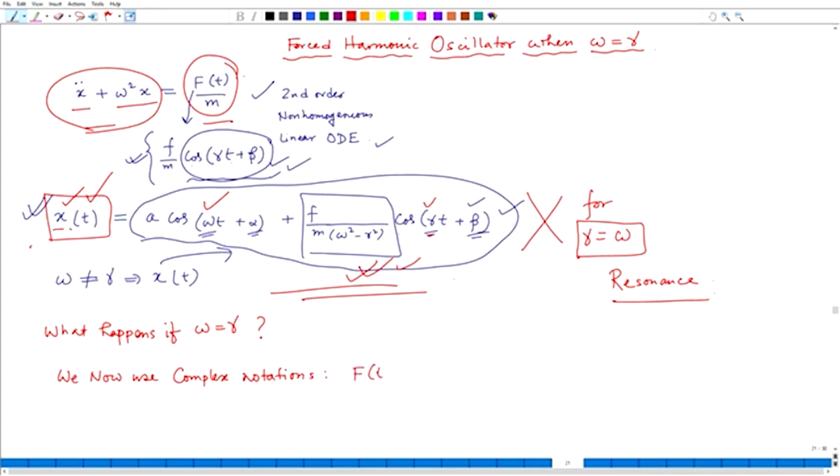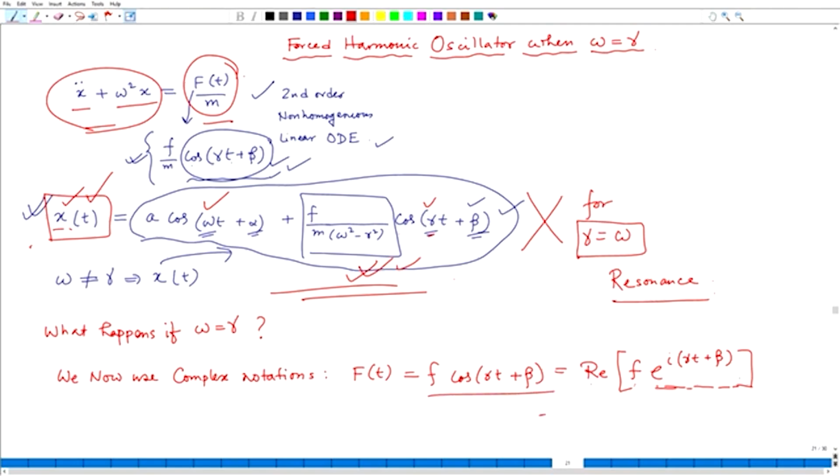So, f(t), which is nothing but F cos(γt + β), can actually be written as the real part of a complex number, F e^{i(γt + β)}, where F is real. This part can be written as cos(γt + β) + i sin(γt + β), and if you take the real part, you will simply have this part.